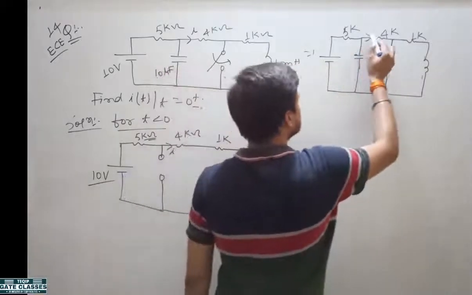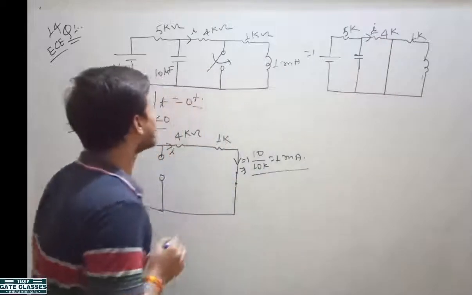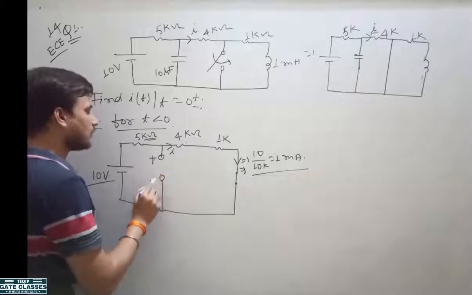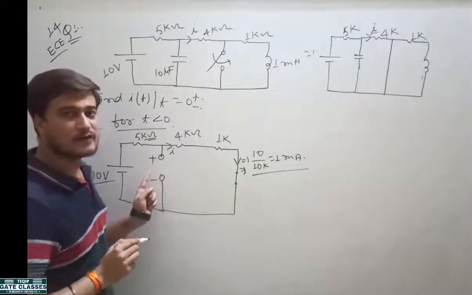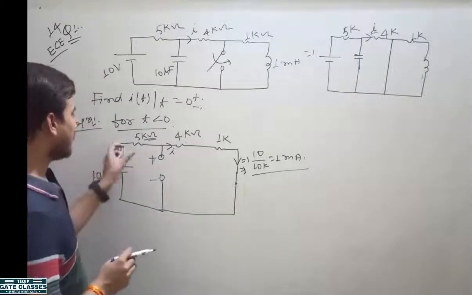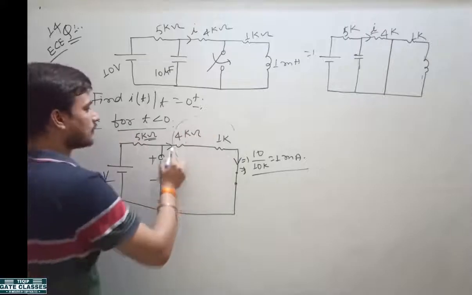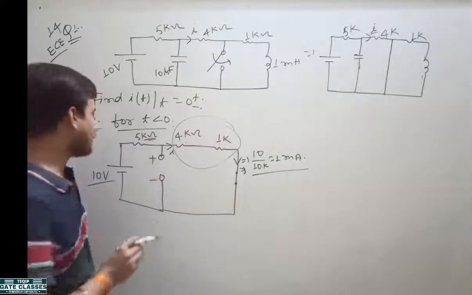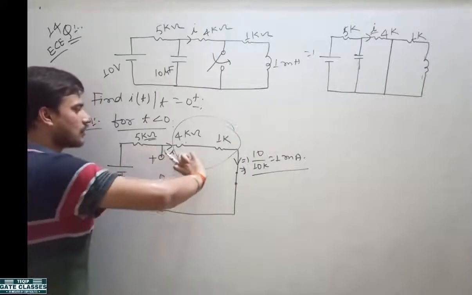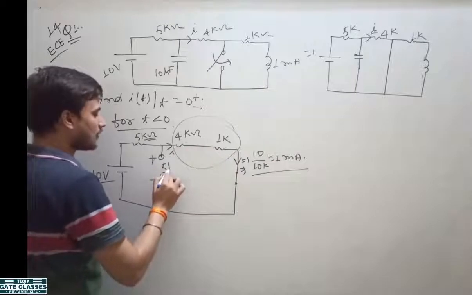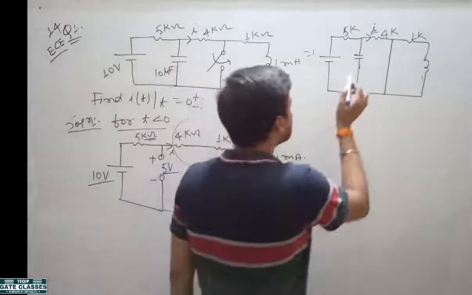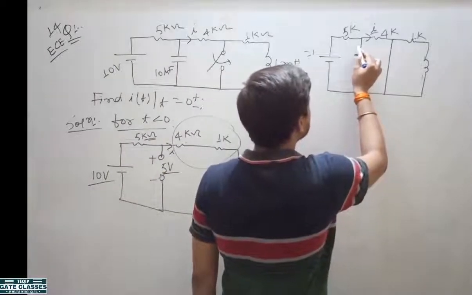This is current I. Now see one more thing. When the capacitor was in this position, can you predict the voltage across the capacitor? Here the voltage was 10 volt, here the resistance is 5 kilo ohm, and the combination of resistance here is 5 kilo ohm. That means this 10 volt was divided across two resistors, so here it will be 5 volt, and here also 5 volt. At that time the voltage was 5 volt. So at time t equal to 0 plus, what will be the value of voltage across the capacitor?